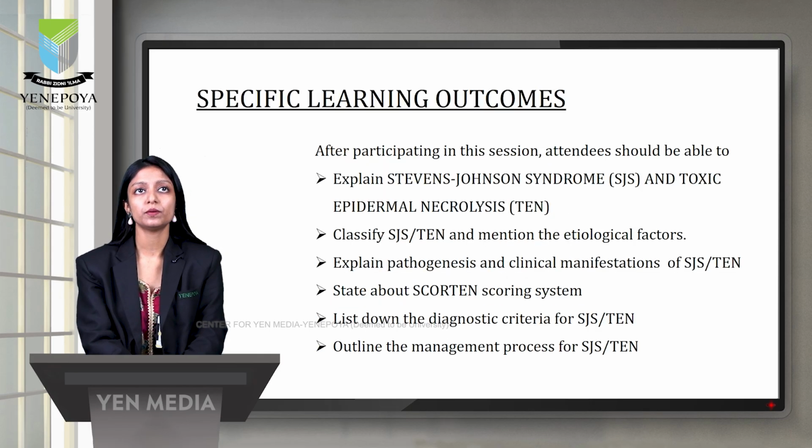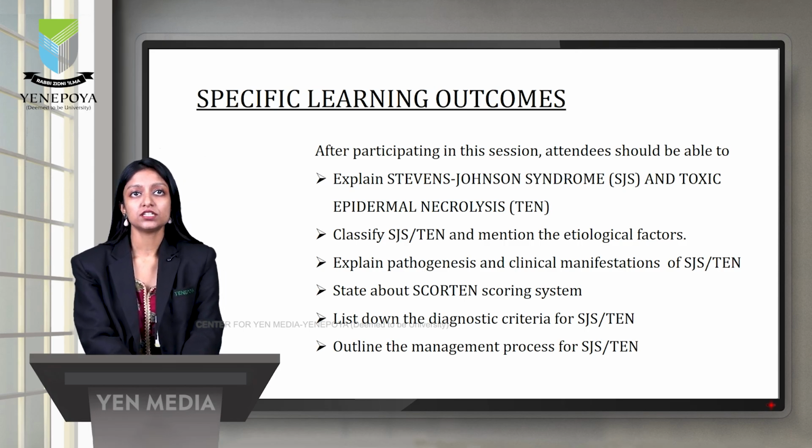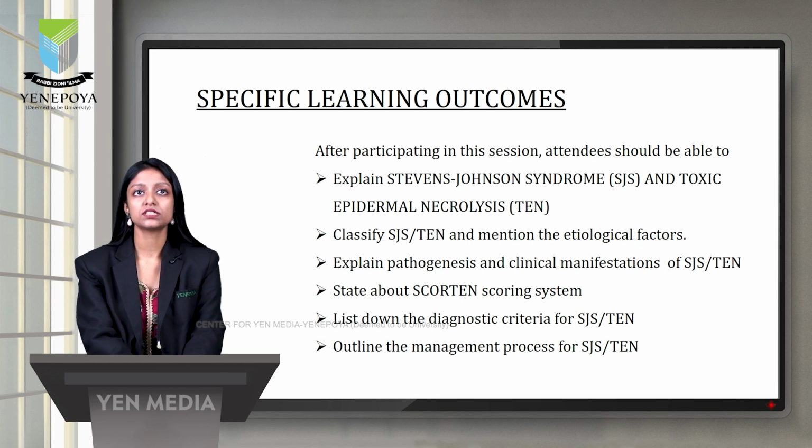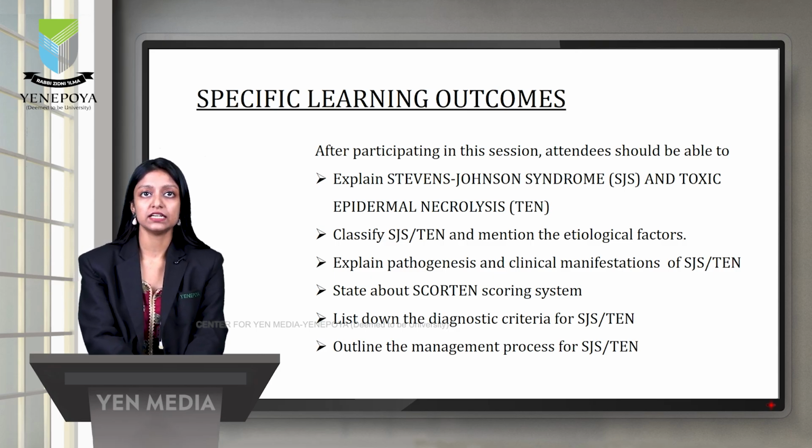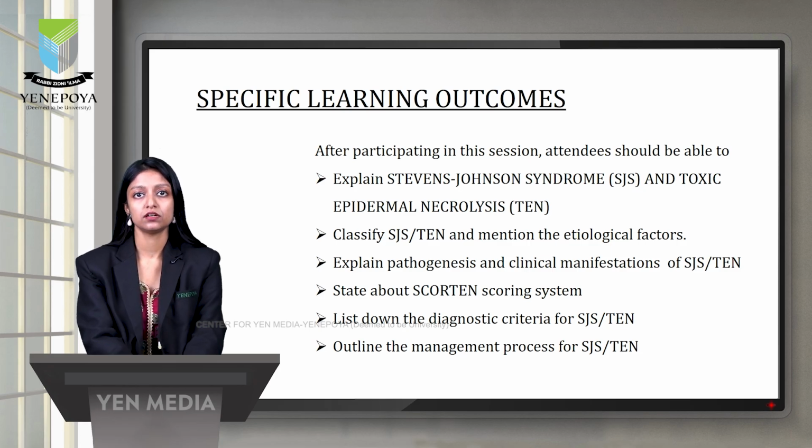Before going further into the topic, let's see the specific learning outcomes for today. After finishing the session, you should be able to explain what Stevens-Johnson syndrome and toxic epidermal necrolysis is. Commonly we will be using the terms SJS and TEN as a replacement of this. My second objective is classifying SJS or TEN and mentioning the etiological factors. Explain pathogenesis and clinical manifestations of these, state the SCORTEN scoring system, list down the diagnostic criteria of SJS or TEN, and outline the management protocol.